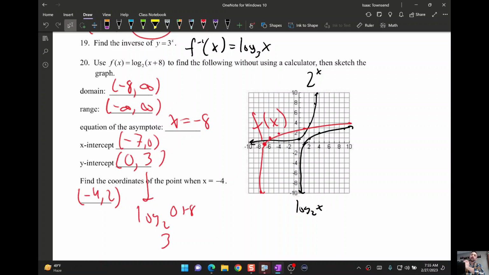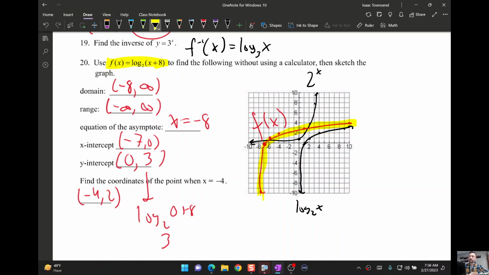So the inverse of 3 to the x would be log base 3 of x. But in 20, this was log base 2. So I still graphed 2 to the x, switched x and y to get some points on log base 2 of x, and then I shifted it left 8 because that was the transformation. And so here's what your final graph should look like. And again, that's the most important part. If your graph looks different, then you're answering different questions here.